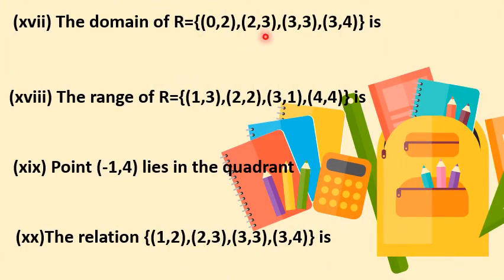Then the domain of this relation is... see the first elements. The range of the relation is the second elements. The point (-1, 4) lies in which quadrant? It lies in the second quadrant. And this relation is, first of all, test whether it is a function or not. See the first elements: 3 is repeating, so it means it is not a function.